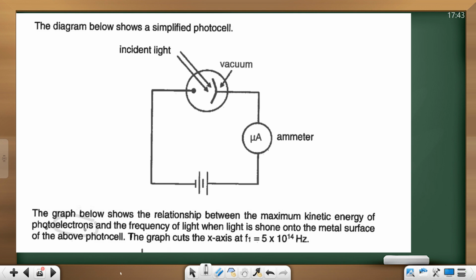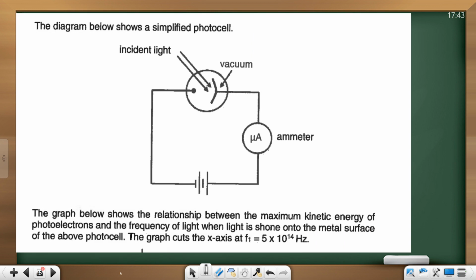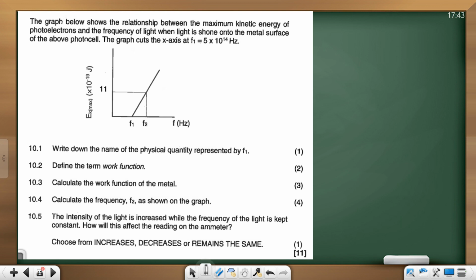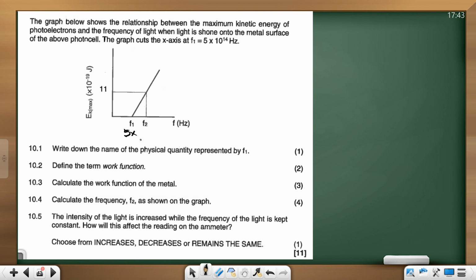Okay. And the frequency of the light, when the light is shone upon the metal surface of the above photocell, the graph cuts the X axis. We saw what graphs did yesterday, right? By saying, if you have frequency, what is that X intercept? Threshold frequency. Don't forget those little points. They'll assist us. 5 times 10 to the power 14 hertz. Let's look at the graph. We were told that F1 is 5 times 10 to the power 14. Let me just put a note here so that we don't forget.